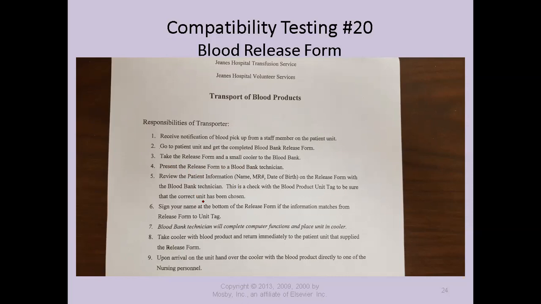Make sure the unit tag has the correct unit, sign your name, blood bank tech will complete computer functions, take a cooler. And then upon arrival, hand the cooler with the blood product to nursing. So just an example of some of the steps.